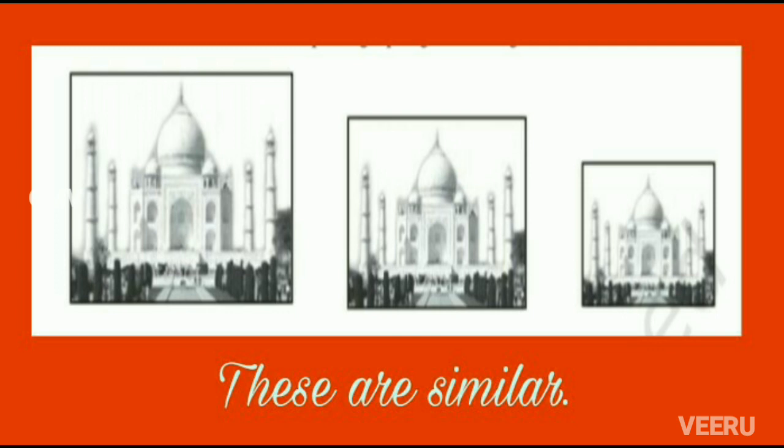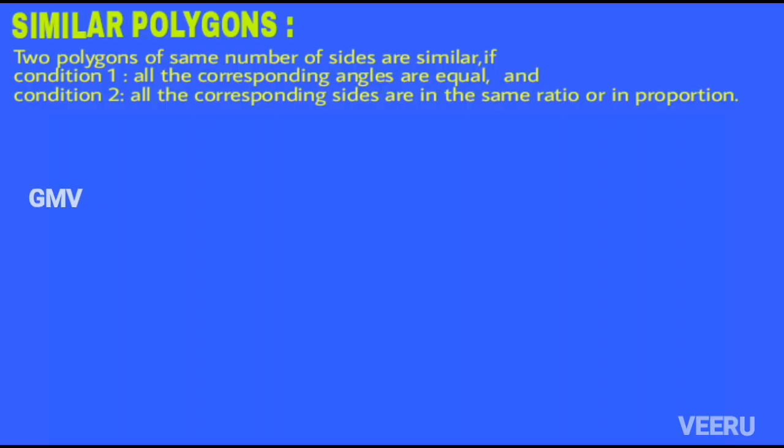From these examples we understand that two figures having the same shape but not necessarily the same size are called similar figures. Now let us know about similar polygons. Two polygons of the same number of sides are similar if all the corresponding angles are equal and all the corresponding sides are in the same ratio or in proportion.